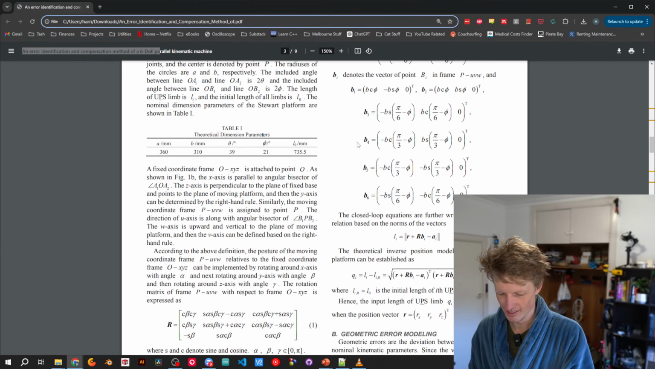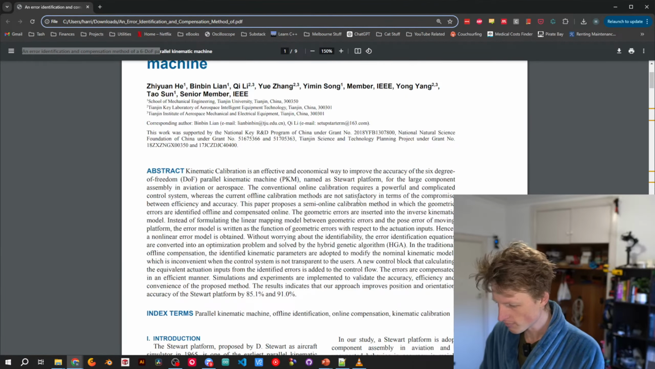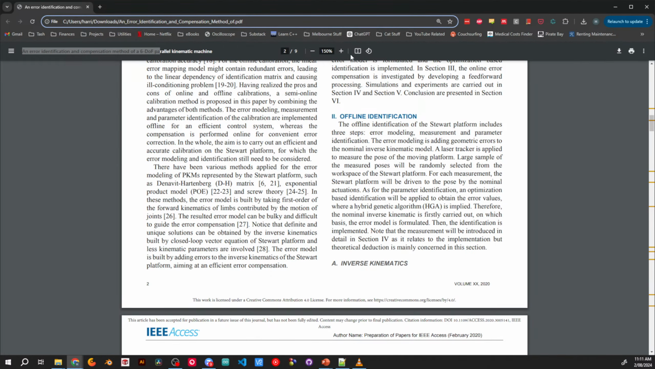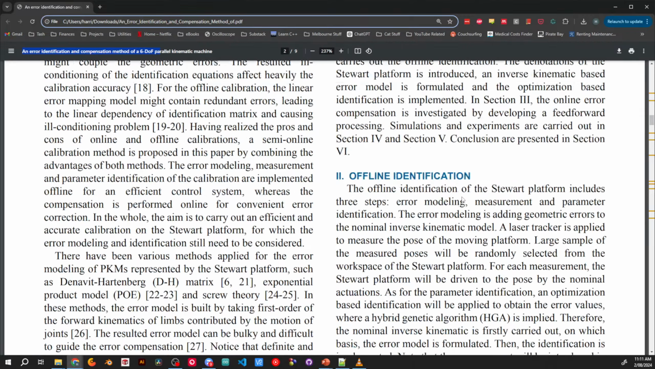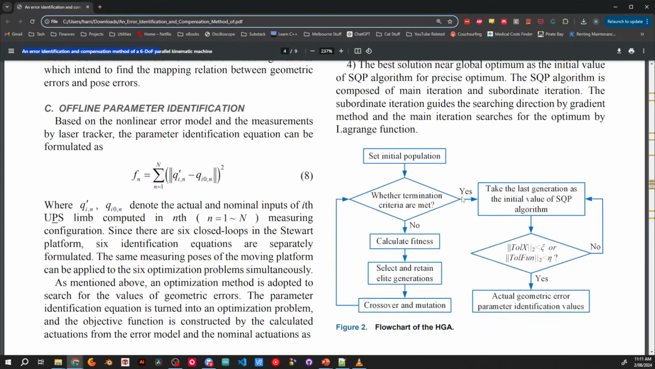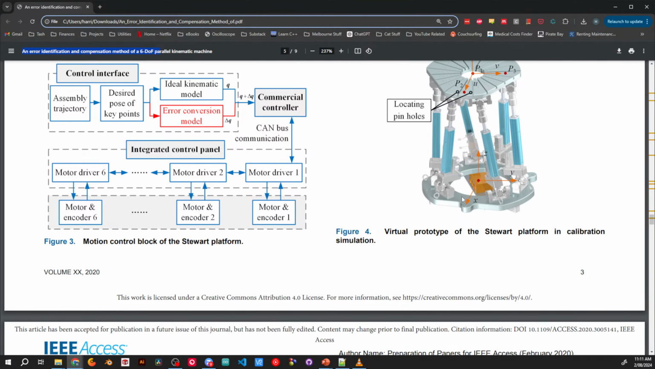So this is the actual paper itself, and there's a couple of things that I want to show in this. One, you can see the little model of a Stewart platform there, which is kind of neat. Let me make this a bit bigger. The biggest thing that I want to draw attention to right now is that they measured the position of the platform using a laser system.